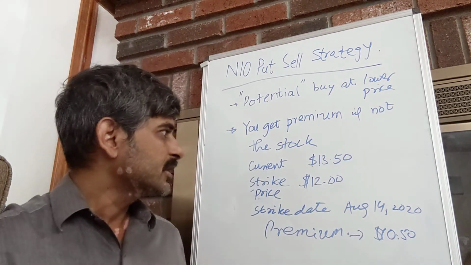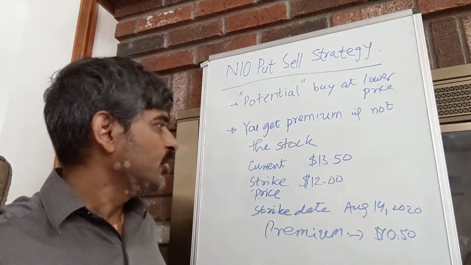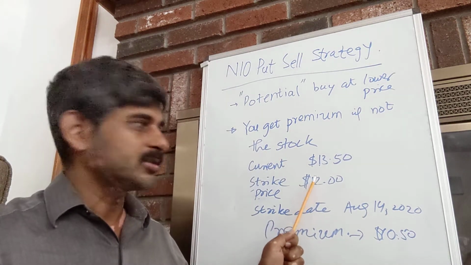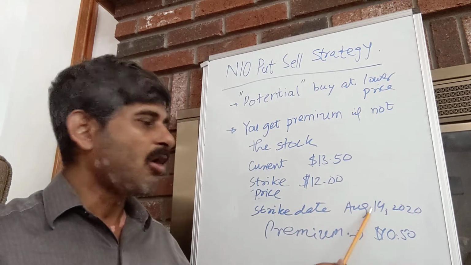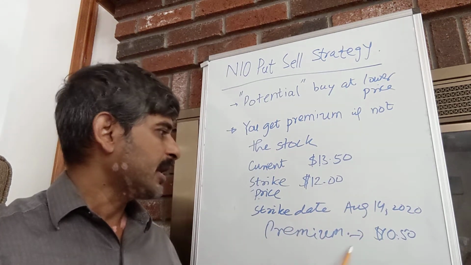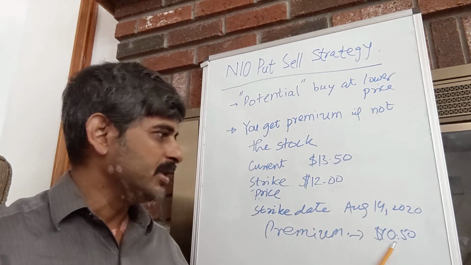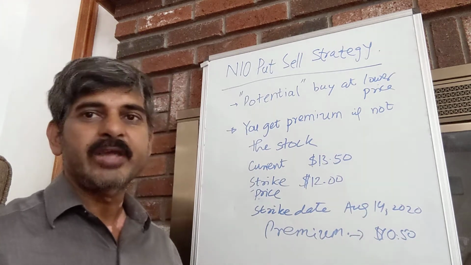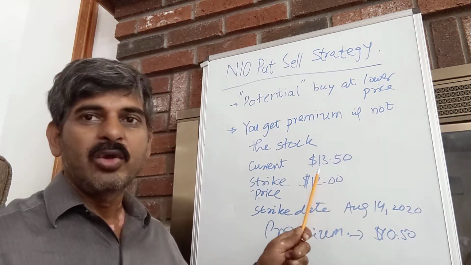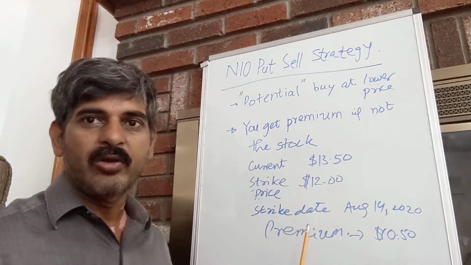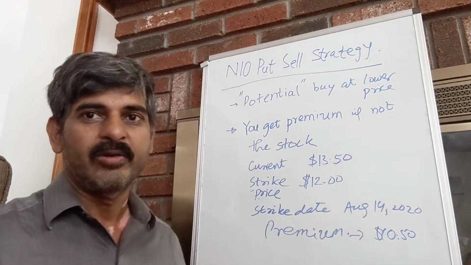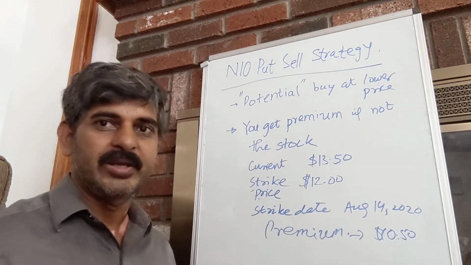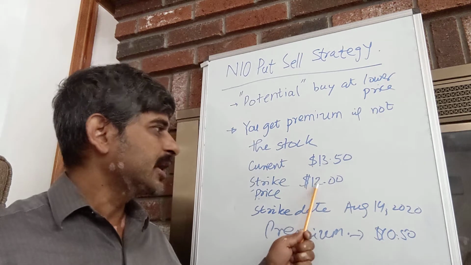This premium also keeps changing. So what I do is I sell a put. What does that mean? Selling the put means that I want to acquire this NIO stock at $12 on August 14, and there is a premium of 50 cents. On August 14th, two things can happen: either the stock will go below 12 or it will stay above 12. Let's say it stays above 12.